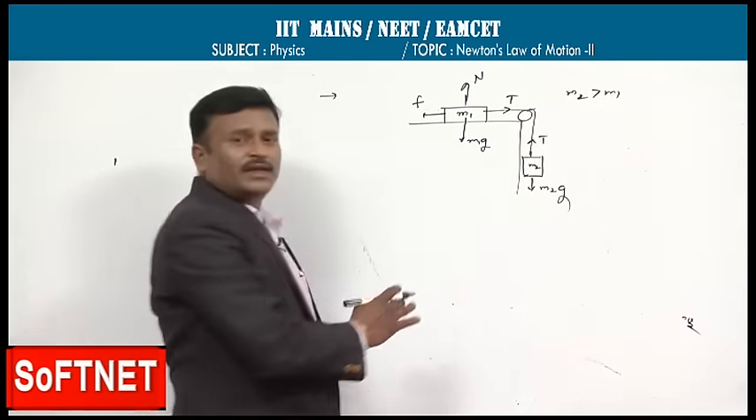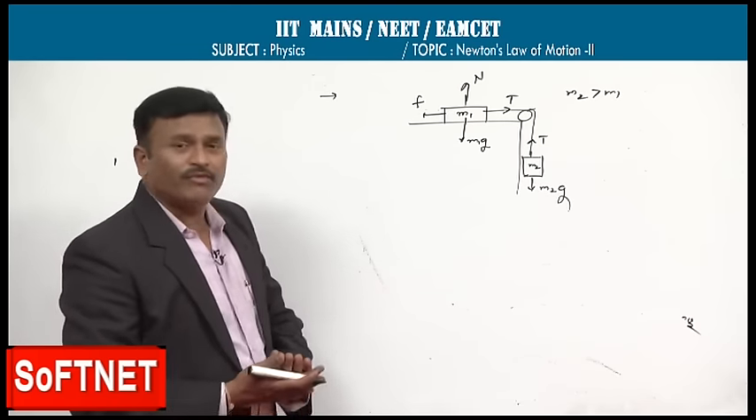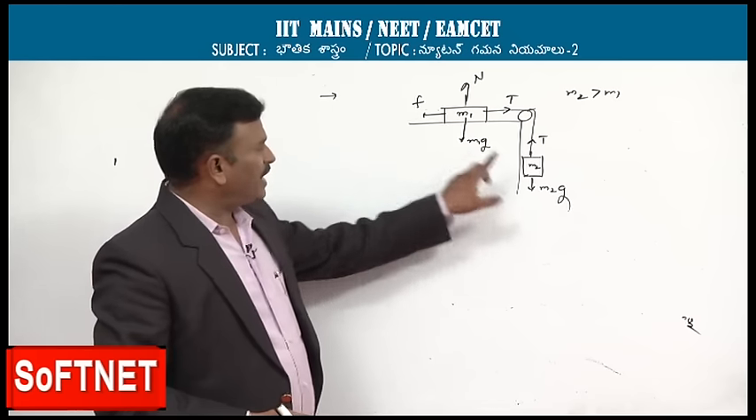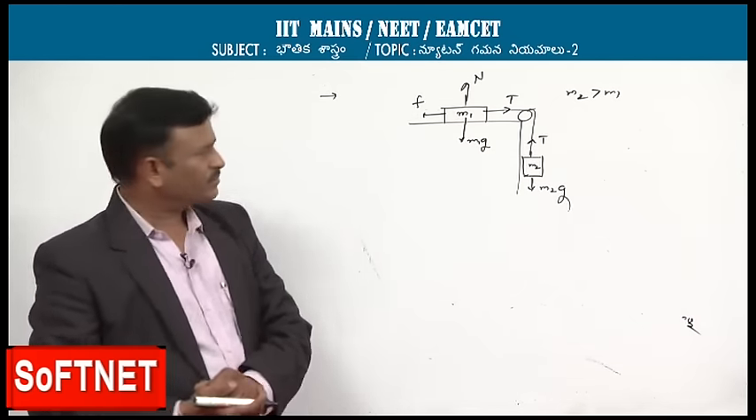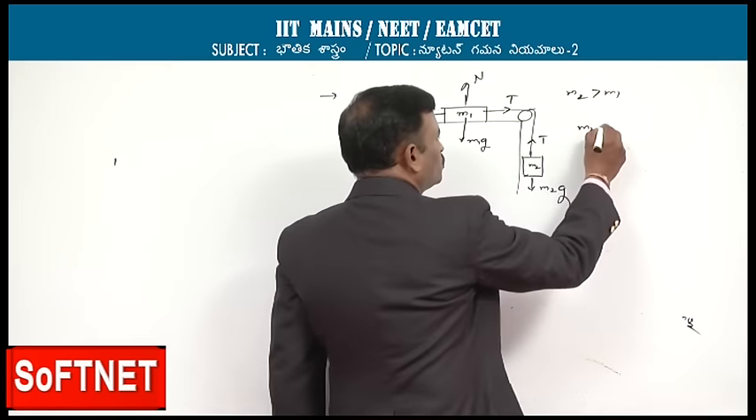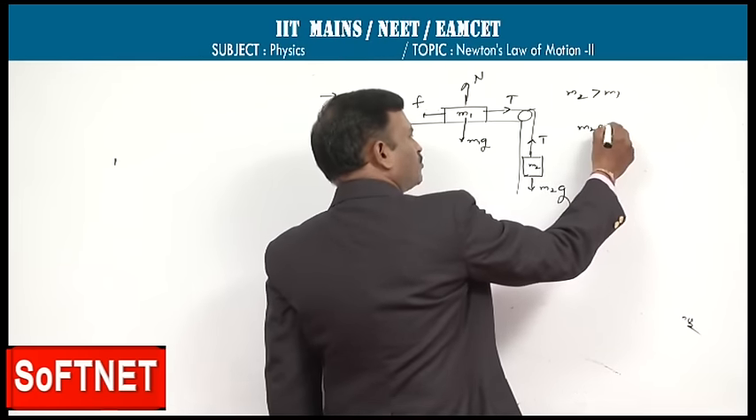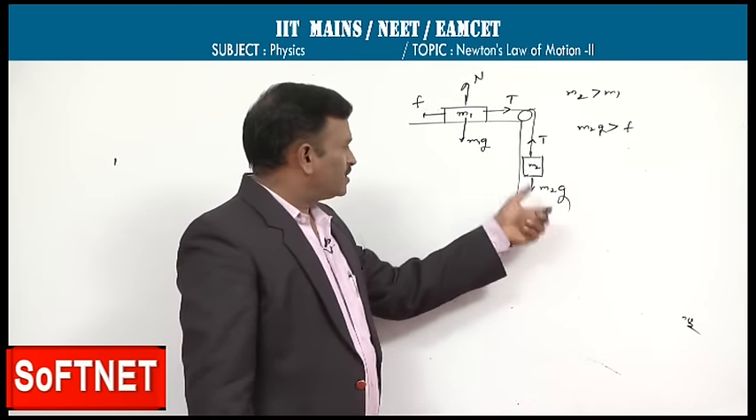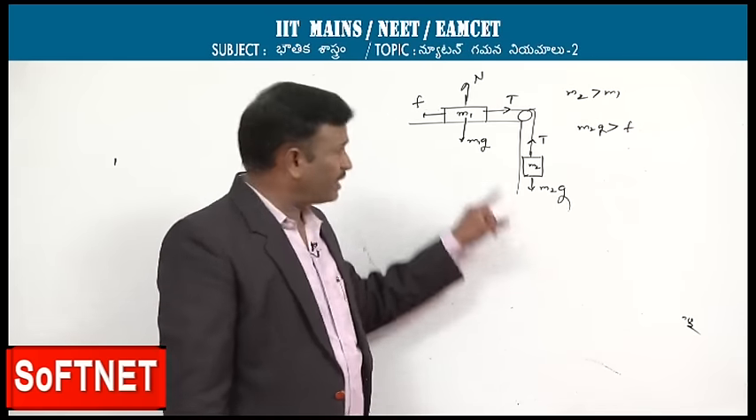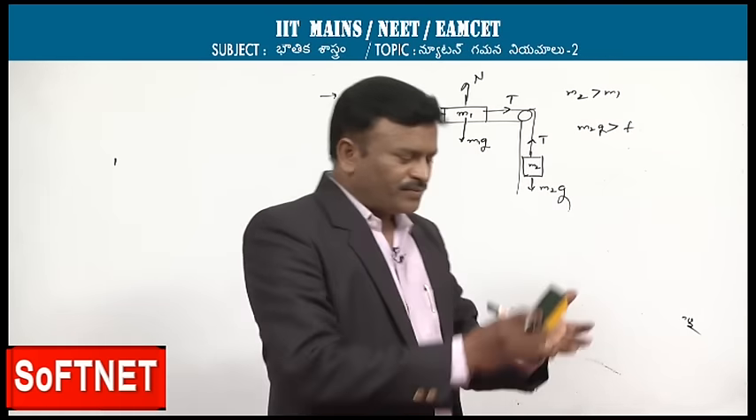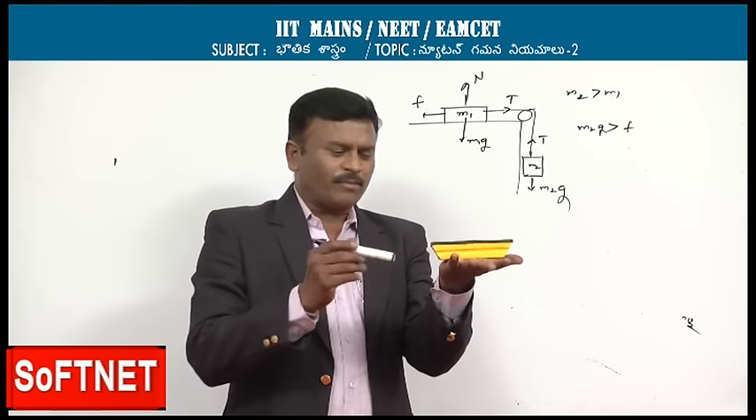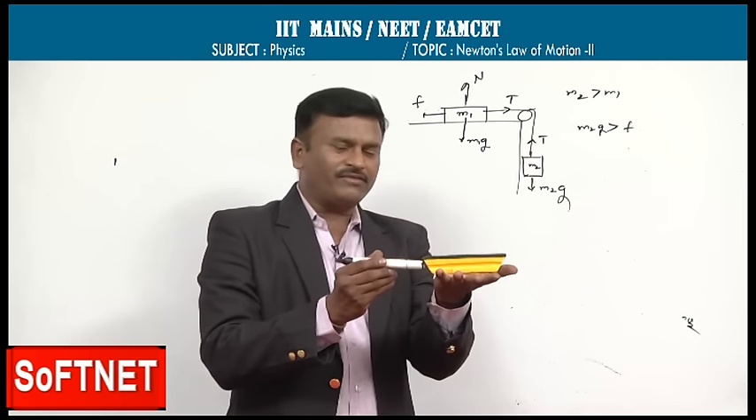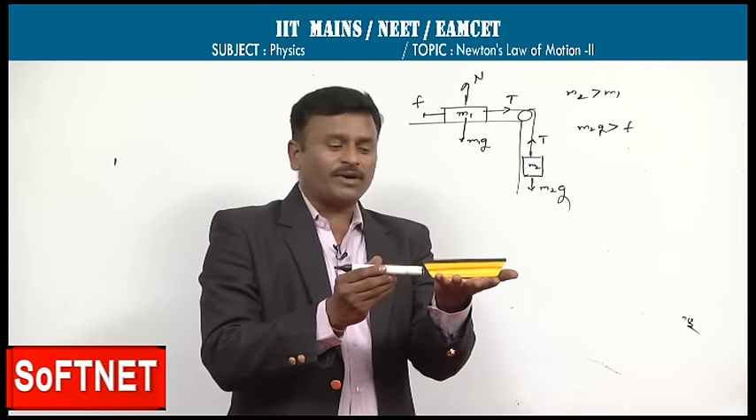Another condition we need to check before doing the problem is that m2g, the weight of the second block, should be greater than the frictional force. For example, if you take a duster and apply force, it is not moving. It doesn't mean I am not applying force; I am applying force, but the duster is not moving. What might be the reason?